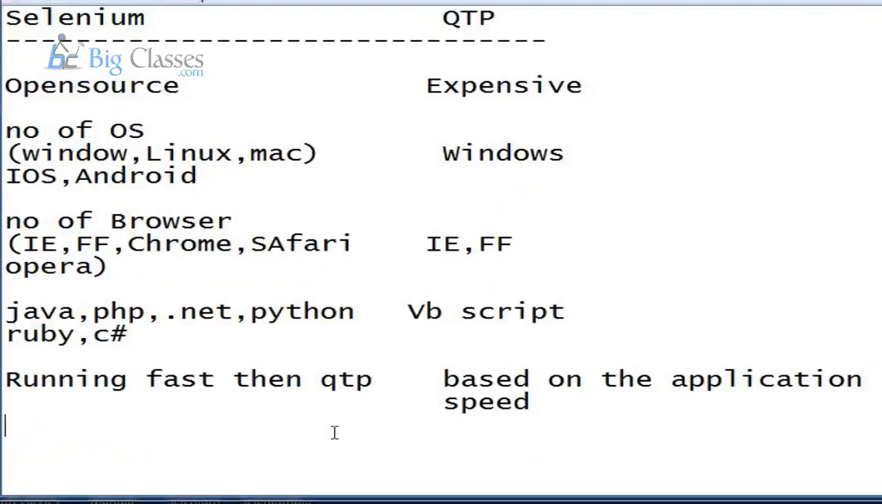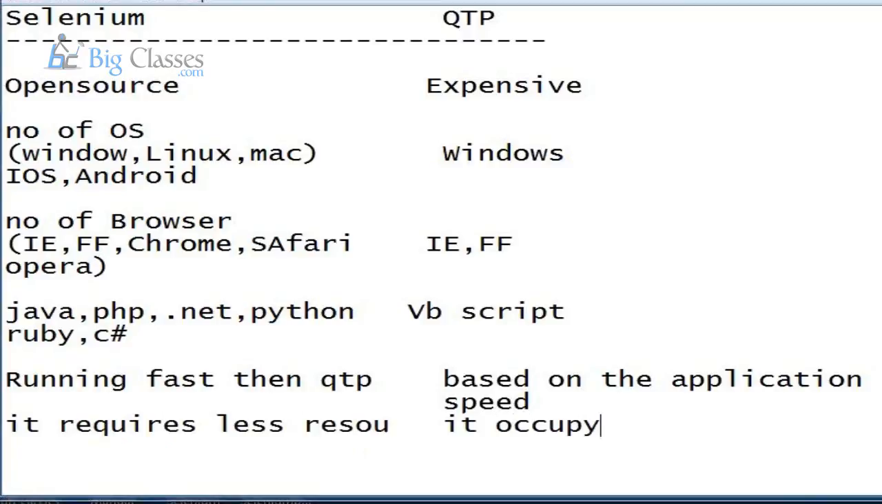The next one, guys: if you install Selenium in your system, it requires fewer resources. Fewer resources means less memory, mostly 100 MB it will occupy. But if you install QTP, it requires more resources, minimum up to 2 GB it will occupy. So this is the main difference between Selenium and QTP.